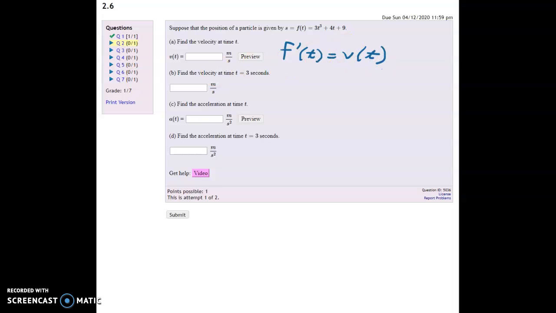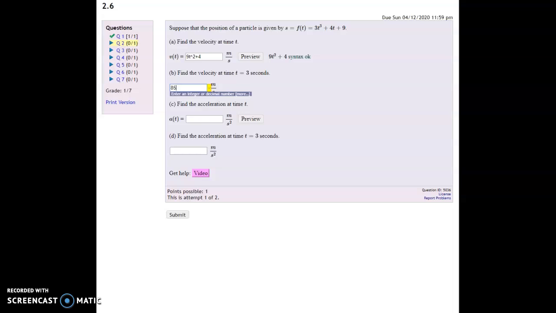Then it's just power rule, so it looks like a reasonably doable derivative here. This is 3t to the third, so that'll be 9t squared. And then 4t, the derivative is 4, and the derivative of the constant is 0. So it looks like we end up with 9t squared plus 4. And then they want to know what's the velocity at time t equals 3 seconds. So if we plug 3 into that function, we get 9 times 3 squared, so 81, plus 4, so 85. And you can do it in your calculator.